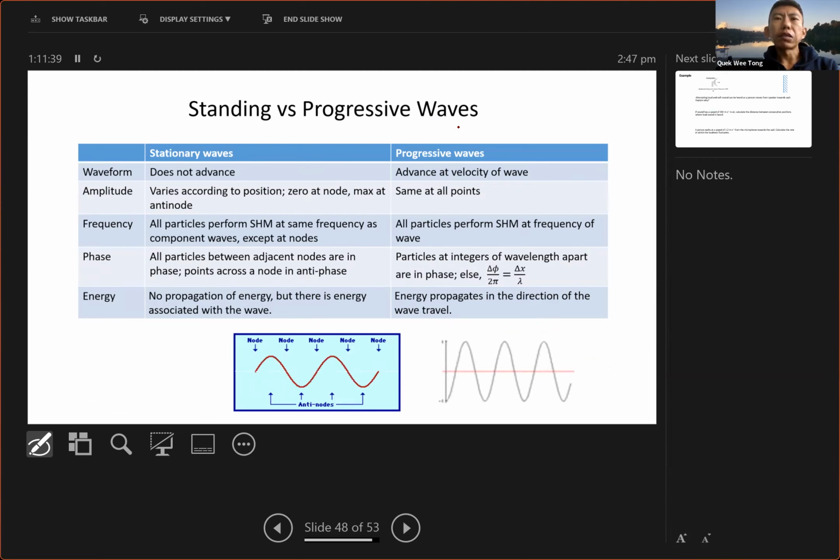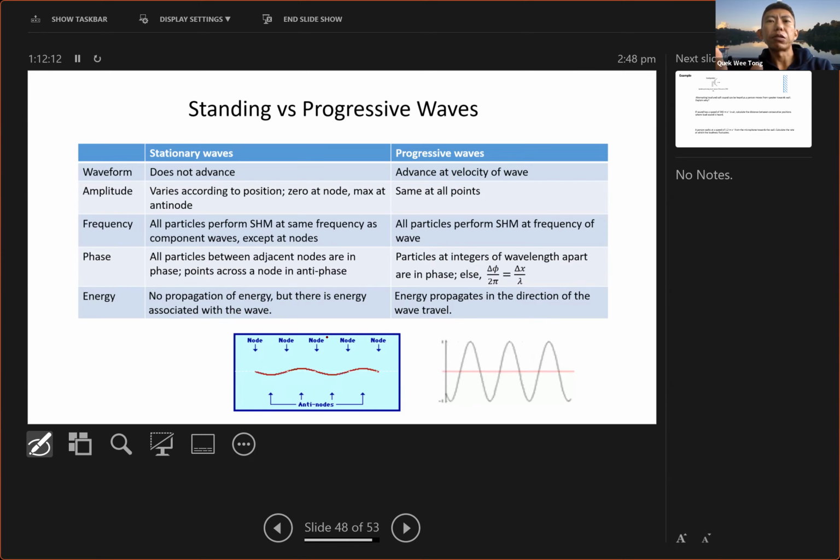Okay, in summary, this table tells you all the differences between standing and progressive waves. Standing waves do not advance and do not propagate energy. So you see these two are very related. And here it says waveform. Waveform means the diagram. The diagram will not move. A while later, you'll still be on the same spot, but it will look different, while the whole thing won't translate. Amplitude differs according to position.